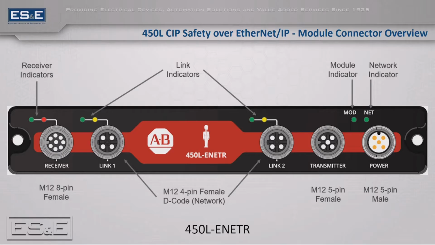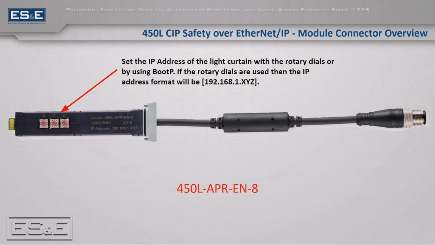Then this Ethernet module also has dual redundant Ethernet capability. So we're all set for either device level ring or linear topologies for this as well. I think you'll start seeing that on pretty much every Rockwell device going forward, that dual redundancy.